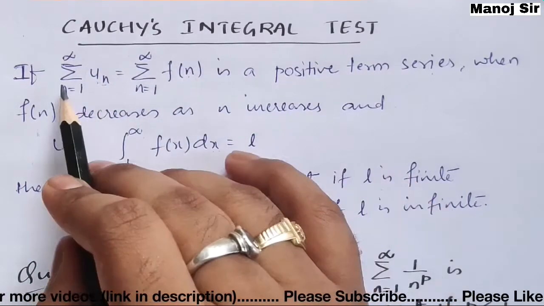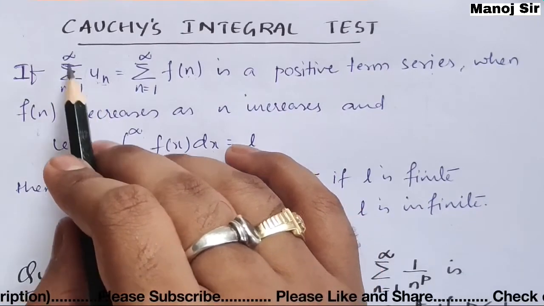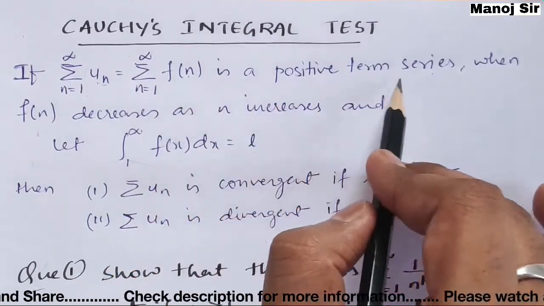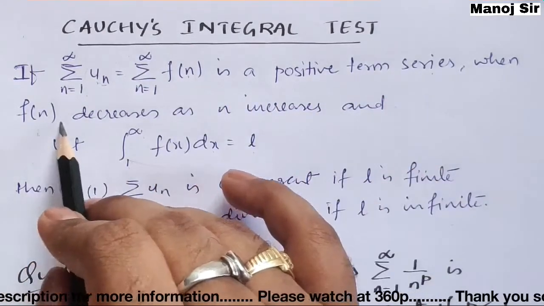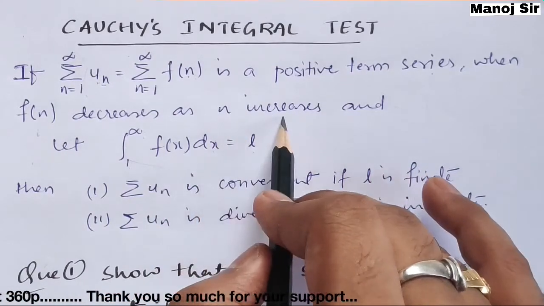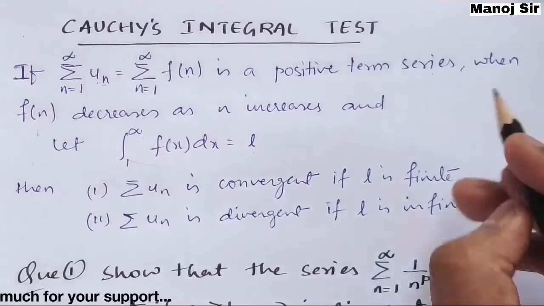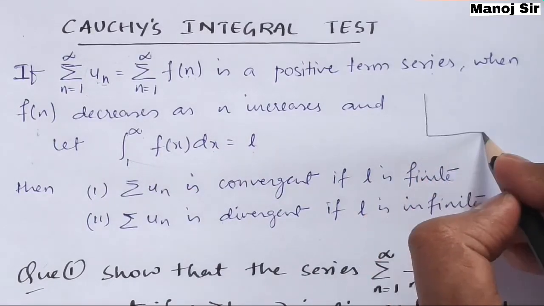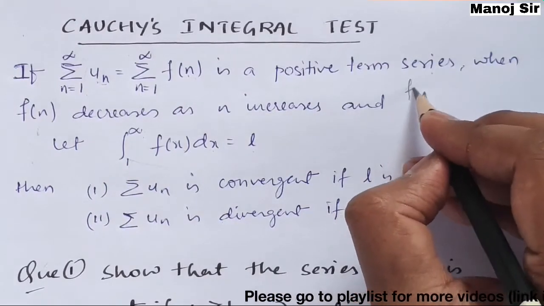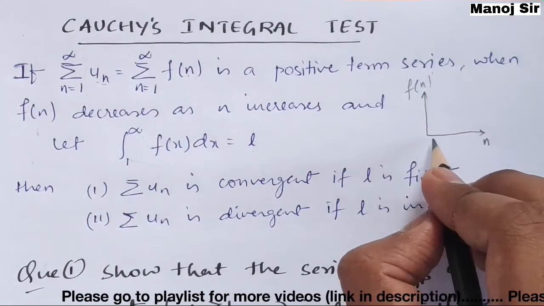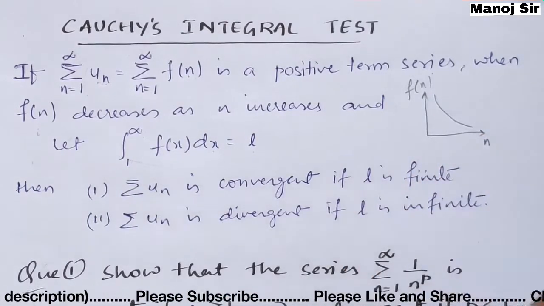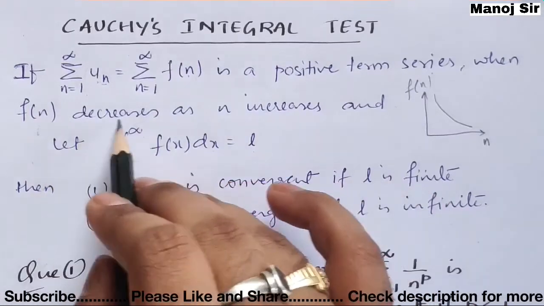If summation n equals 1 to infinity un is equal to summation n equals 1 to infinity f of n is a positive term series, when f of n decreases as the value of n increases. As the value of n increases, the function decreases. It is just like this: on the x-axis put n, and on the y-axis put f of n. As the value of n increases, this function decreases, so it is somewhat like this. So n increases, f of n decreases.